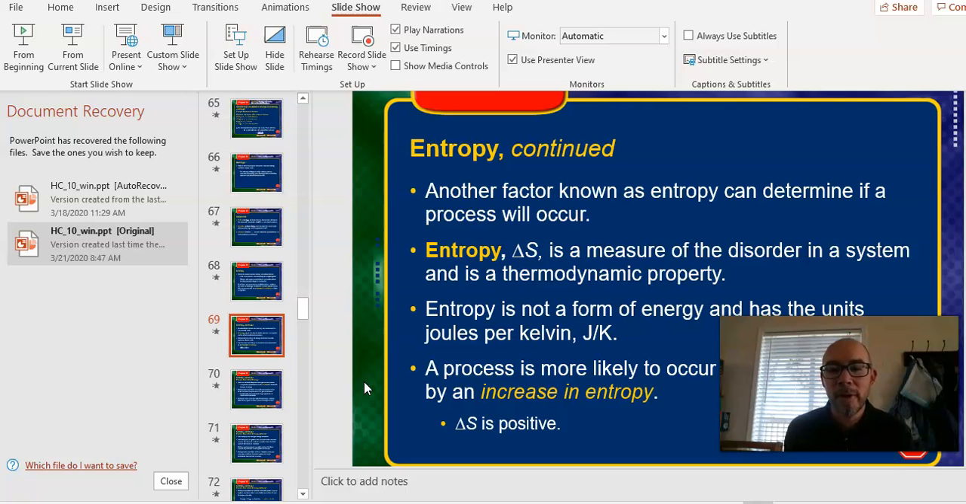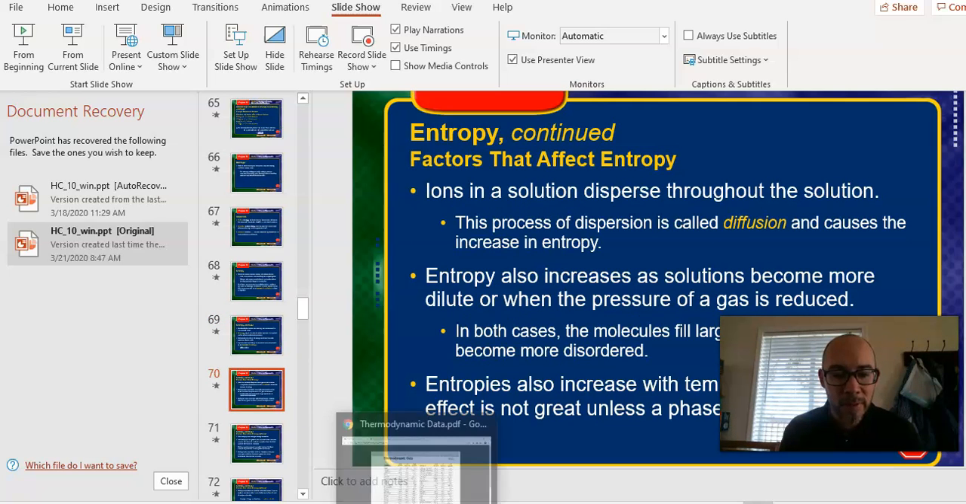Entropy is not a form of energy, but it does describe energy. A process is more likely to occur if you get an increase in entropy. If entropy goes up in a reaction, then you're probably going to have the reaction occur spontaneously. So we're describing entropy as delta S. That needs to be positive.